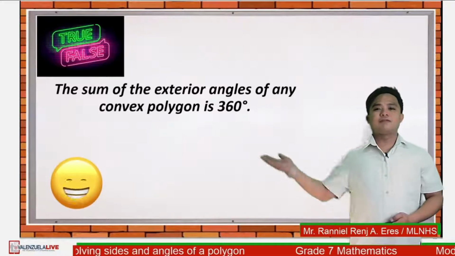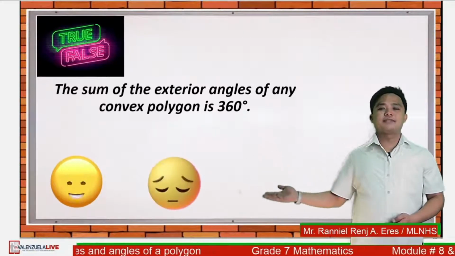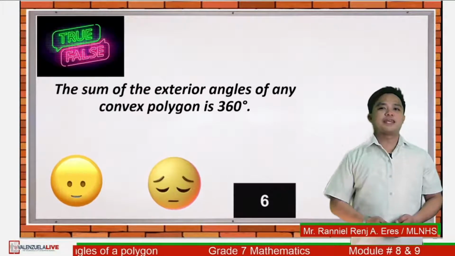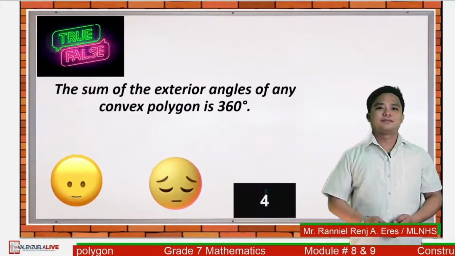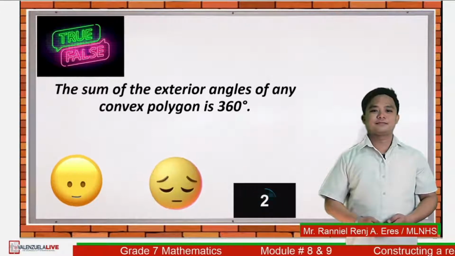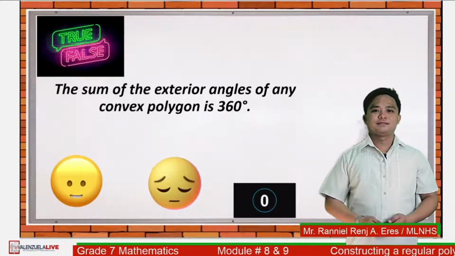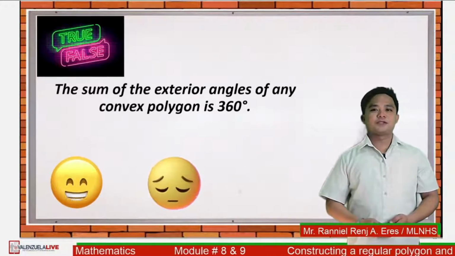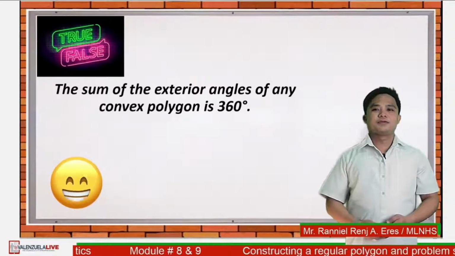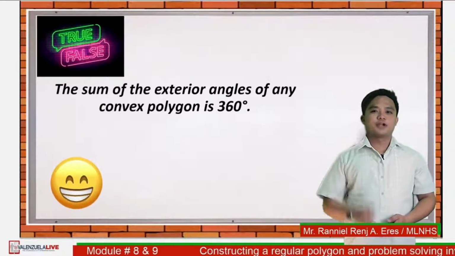Okay, next statement. The sum of the exterior angle of any convex polygon is 360 degrees. Again, comment a happy face if your answer is true and sad face if false. Your 5 seconds starts now. Okay, time's up. So the correct answer is true. So if your answer is true, you're correct.